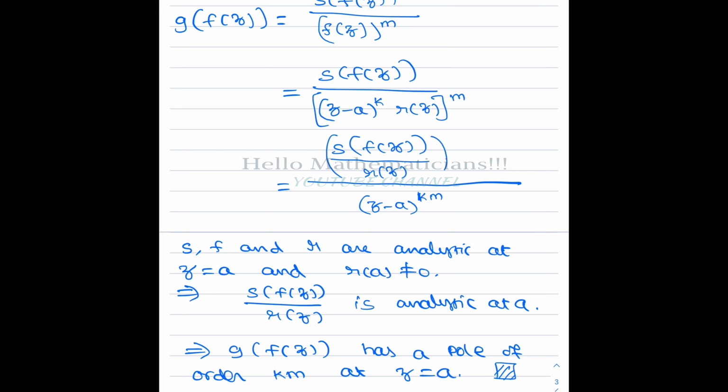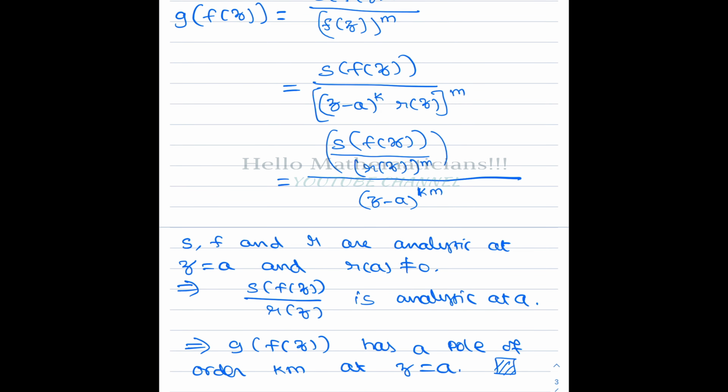So simplifying from this to this, we get s of f of z by this r of z. Sorry, there is a typo. So r of z whole power m. This r of z whole power m, I am taking it with the numerator. So I get s of f of z by r of z whole power m. In the denominator, I get this k times m. I get km. So we get g of f of z equal to this expression.